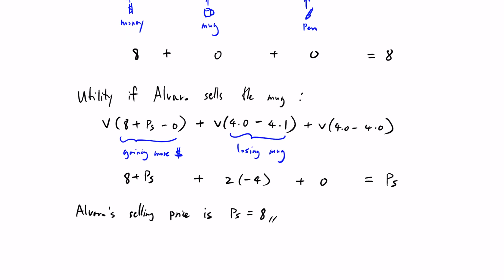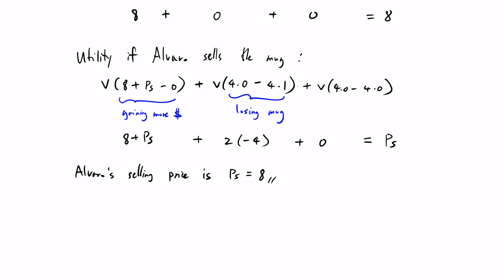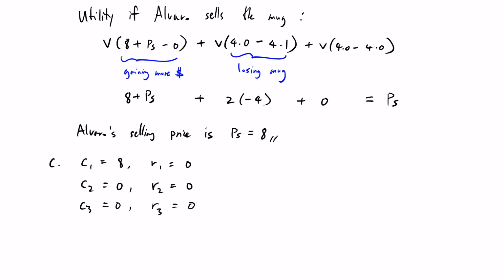Part C asks, what about the buying price if he doesn't have a muck to begin with? So once again, C1 equals 8, R1 is 0, C2 is 0. R2 is also 0, and C3 is 0, R3 is 0. He's not given a muck. How much would he be willing to pay for the muck? We call that PB.